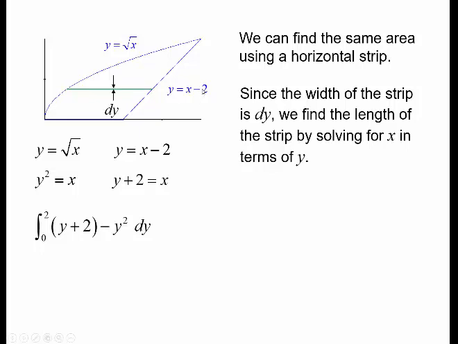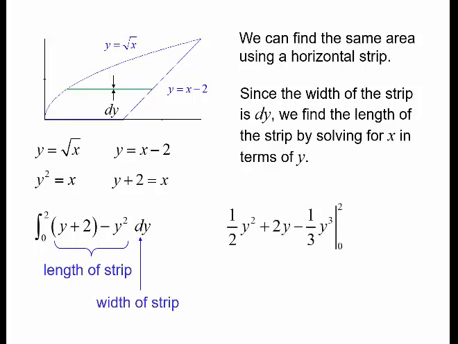So instead of writing x minus 2, I'm going to write it as y plus 2. Minus the bottom curve, which is this square root curve, which instead of square root of x, I'm going to write as y squared. So that's the length of the strip that I've been saying. That's the width right there. So you can simply integrate that very easily.